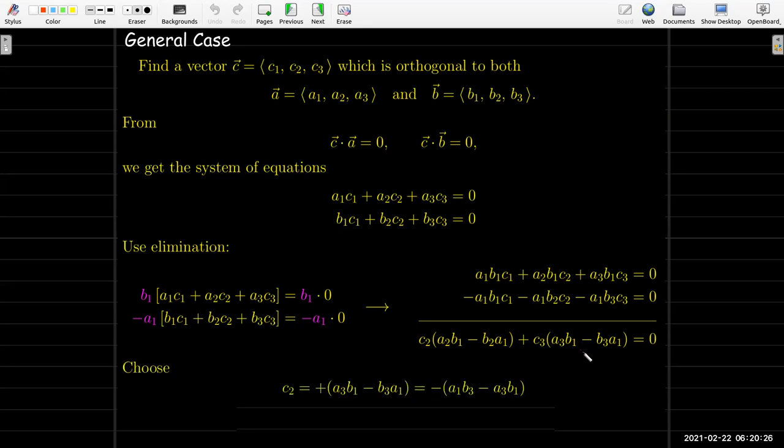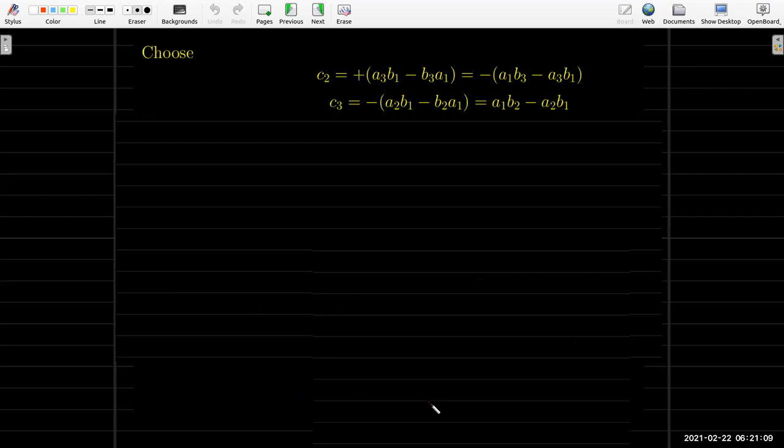So now I want to find values for C3 and C2, which will make this a true statement. So I'm going to choose for C2 the exact coefficient on C3. So I'm going to choose A3, B1, minus B3, A1. And then for C3, I'm going to choose the opposite of the coefficient on C2. So the opposite of A2, B1, minus B2, A1. So that'll guarantee that I've got that product equal to 0.